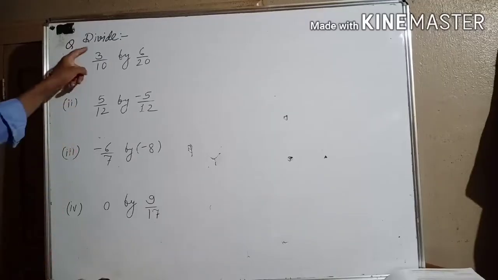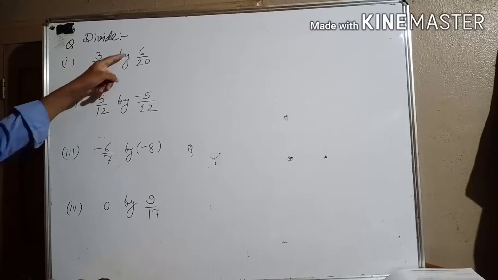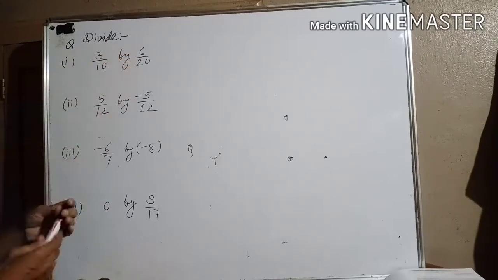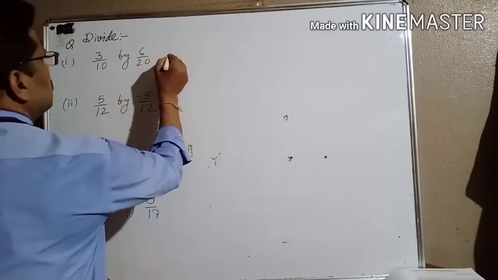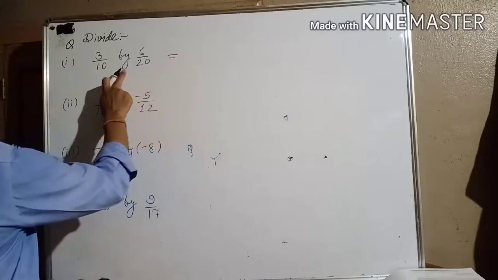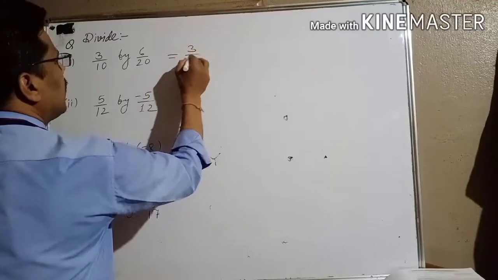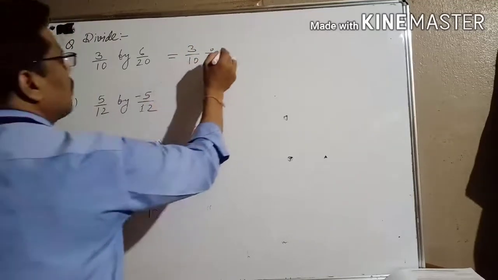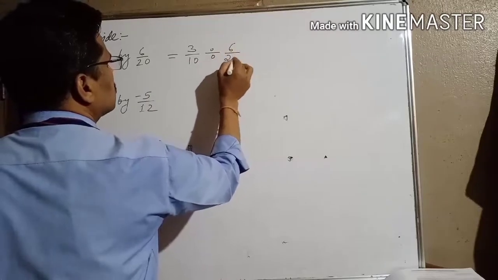Now, in this question, we have to divide 3 upon 10 by 6 upon 20. How should we write it here? We have to place the division sign between them: 3 upon 10 divided by 6 upon 20.